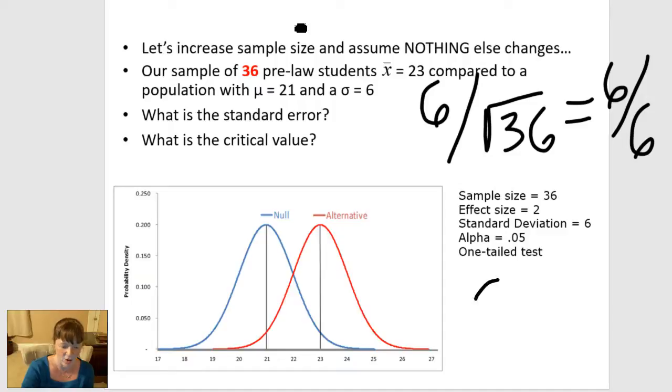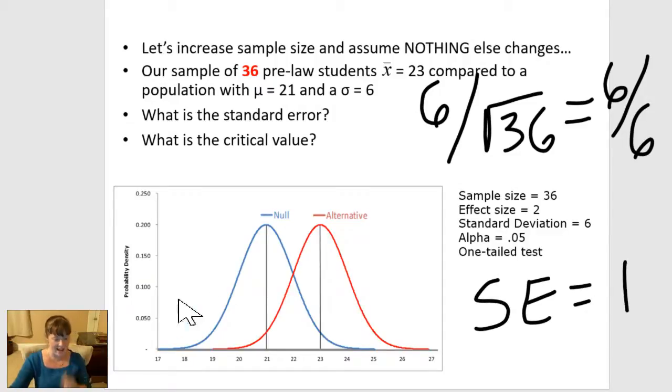And so now standard error is 1. And so now notice my null hypothesis sampling distribution, it's still normal, but now 1 standard error away is 22, not 23. 2 standard errors away is 23. So the standard error has changed and gotten smaller because my sample size got larger, which is exactly what the central limit theorem said would happen.